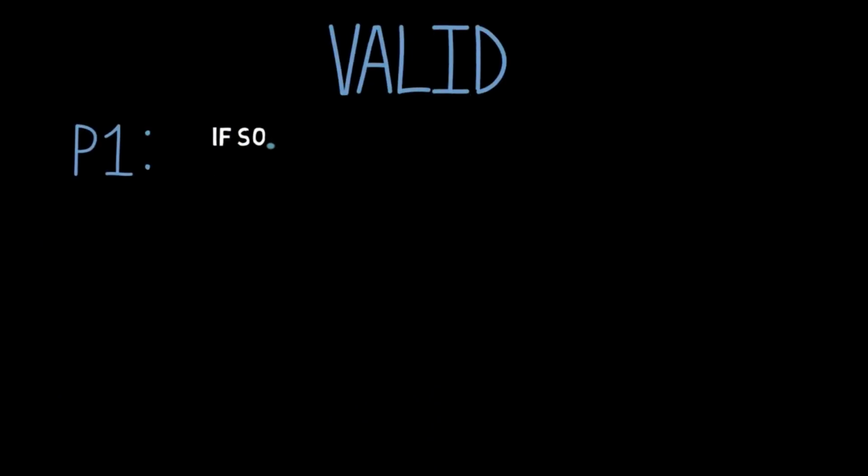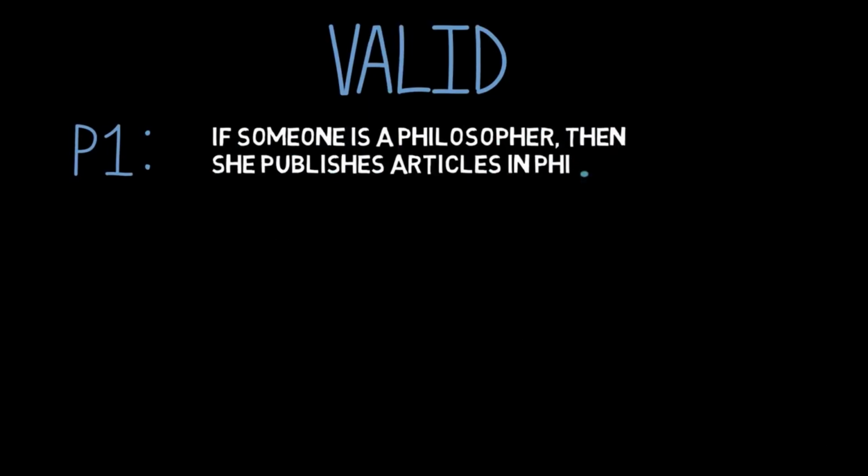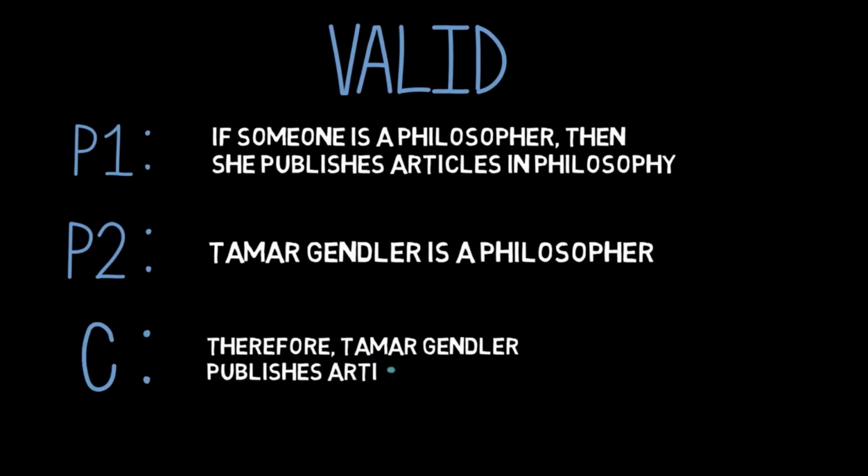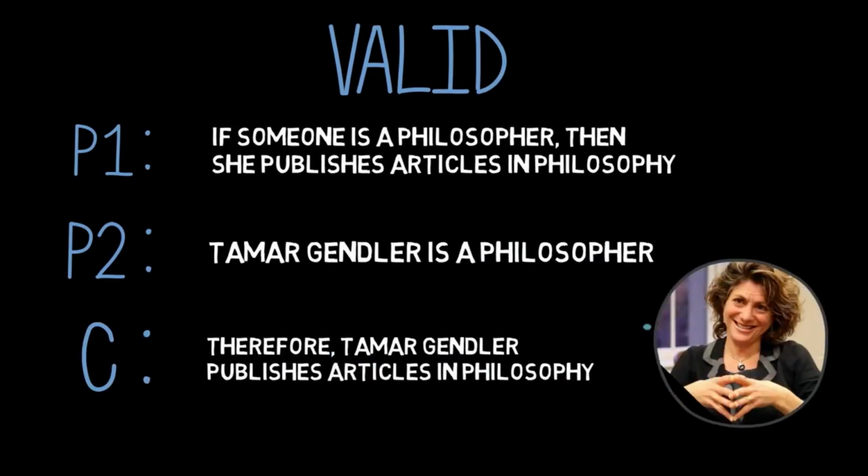Consider this argument. Premise 1. If someone is a philosopher, then she publishes articles in philosophy. Premise 2. Tamar Gendler is a philosopher. Therefore, Tamar Gendler publishes articles in philosophy. This is a valid argument. Actually, although it has no bearing on this argument's validity, Gendler has published over 20 articles among her other works.